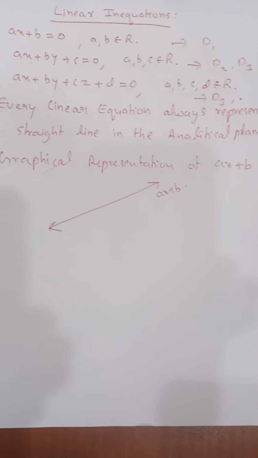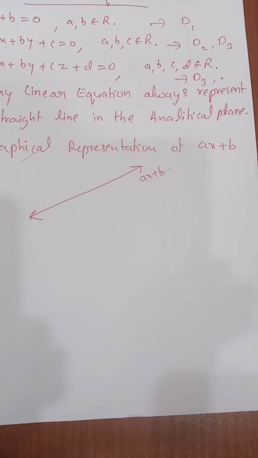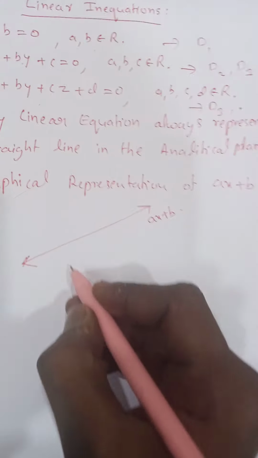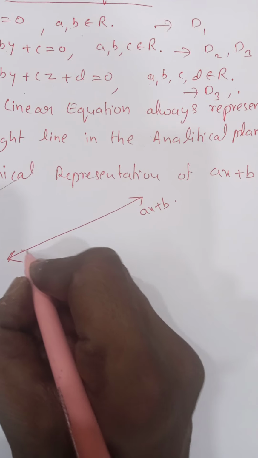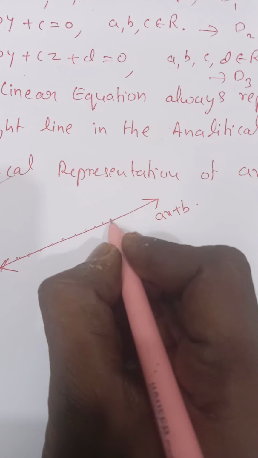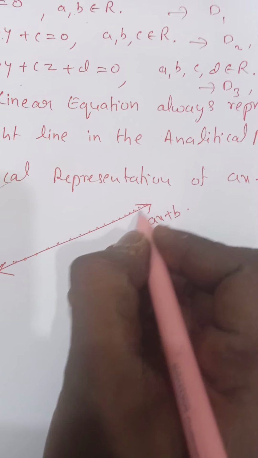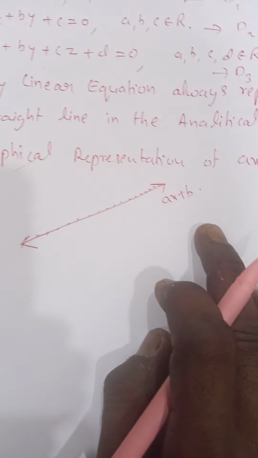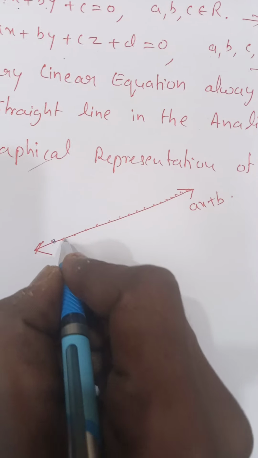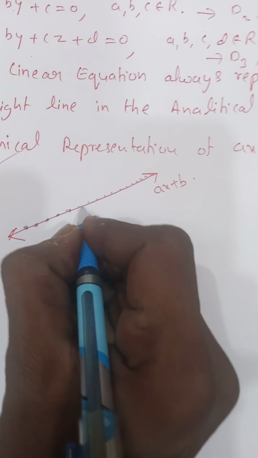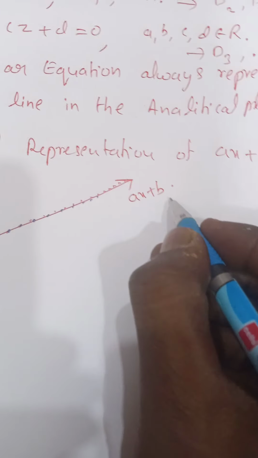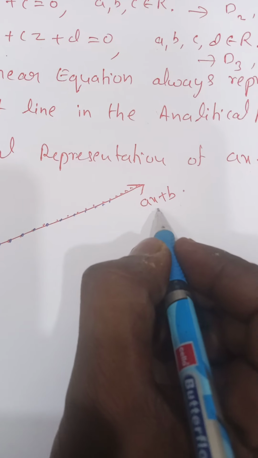You know very well that to draw any straight line we need at least 2 points on the line. On this line we can take an infinite number of points. This line will satisfy many points. All the points on the line satisfy the line. Whatever points are on the line, we call them solutions of ax plus b. They are the zeros of ax plus b.